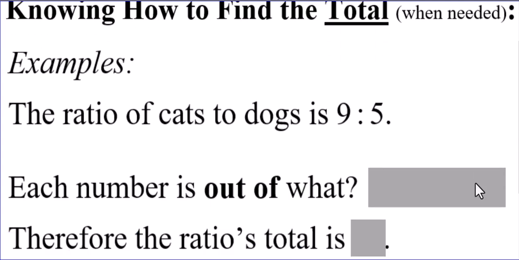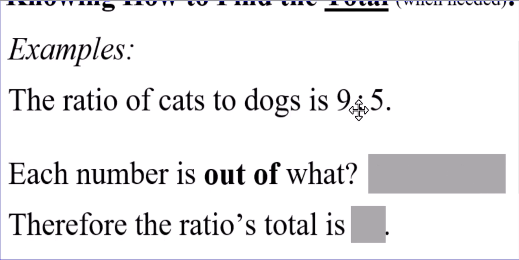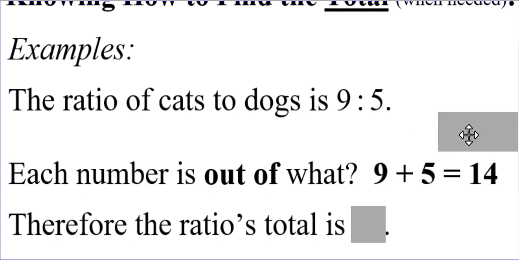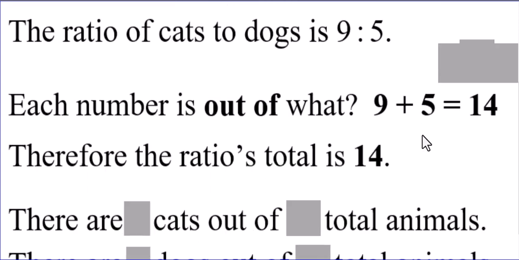So here's an example. Let's say the ratio of cats to dogs is 9 to 5. Sometimes you're going to see a little colon in there. It's just like saying 9 to 5. What is each number out of? Well, it's simple. If the ratio is 9 to 5, for every 9 cats, there's 5 dogs, that's a total of, well, add them up, 14. So the ratio's total is 14 from that 9 to 5 ratio of cats to dogs.